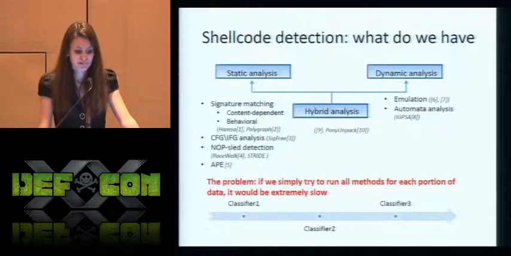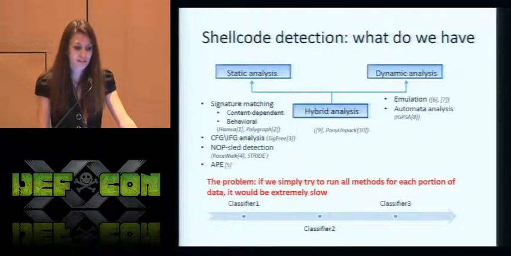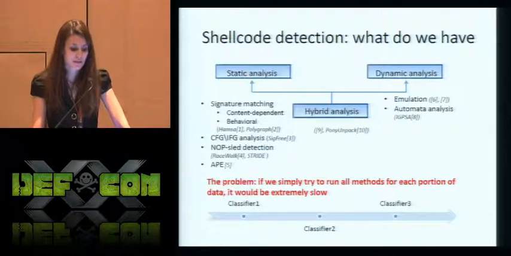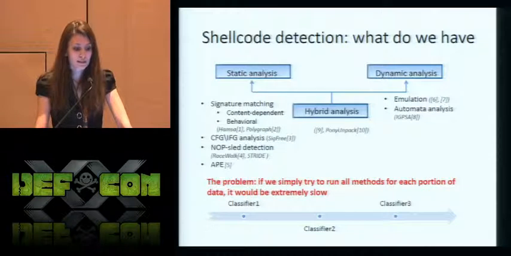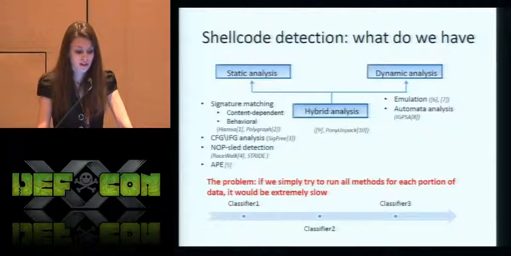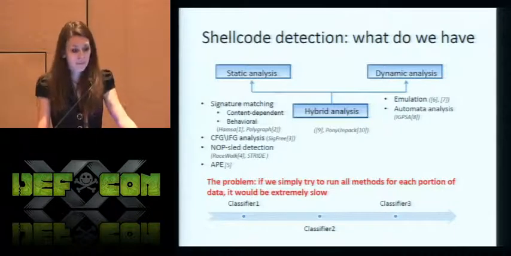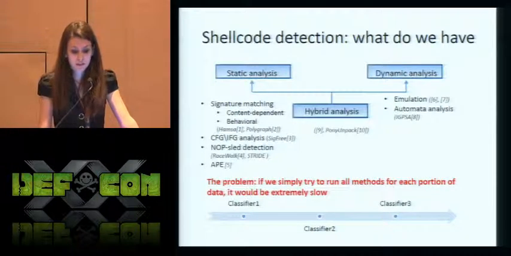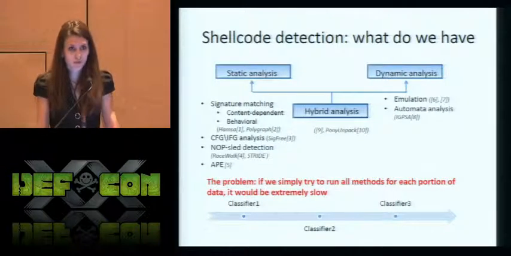As for the tools described in research papers, we can divide them into two classes. There are static analysis methods, dynamic analysis methods, and hybrid also. The most common techniques used by static analysis are listed here: signature matching, control flow graph analysis, instruction flow graph analysis, NOP sled detection, and also methods of abstract execution. Dynamic analysis is presented by emulation and automata analysis techniques, and hybrid analysis methods could use all of those techniques.